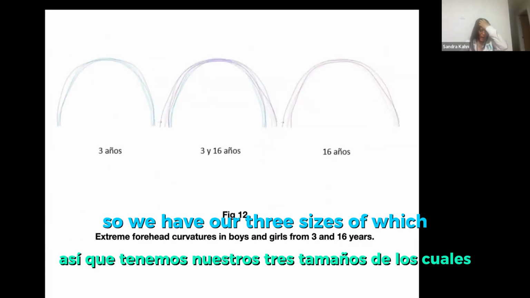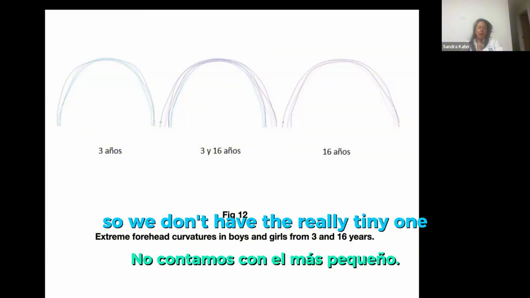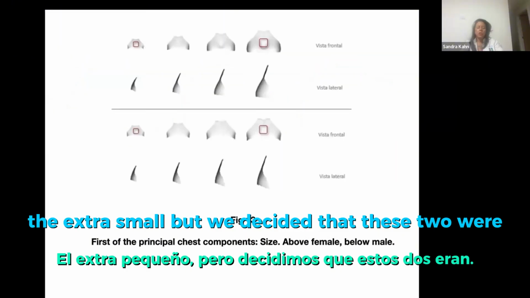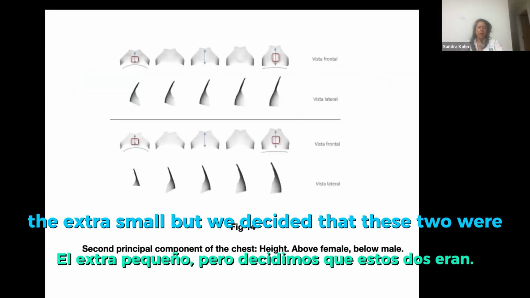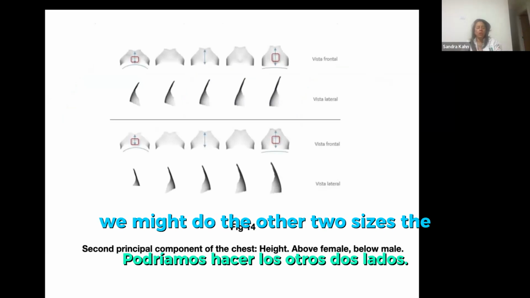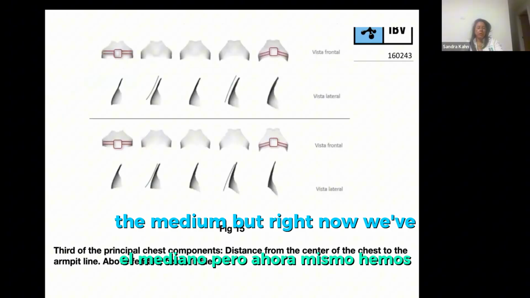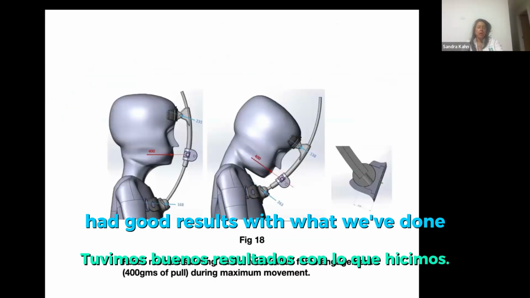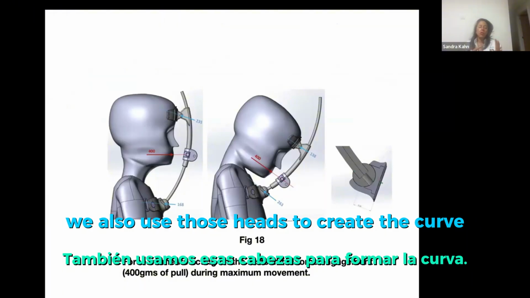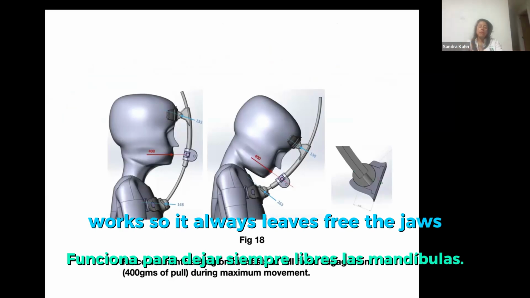So we have our 3 sizes, of which we really only have the small and large. We don't have the really tiny one, the extra small, but we decided that these 2 were enough for the time being. Eventually, as this device catches on, we might do the other 2 sizes, the extra small and the medium. But right now, we've had good results with what we've done. We also use those heads to create the curve in which the bow works, so it always leaves the jaws free.